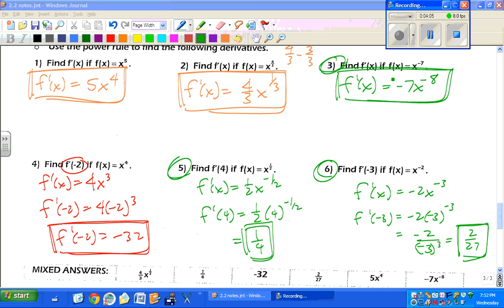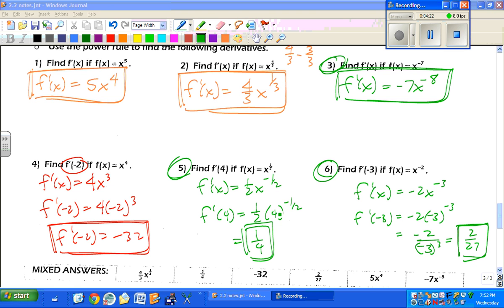All right, so for number 3, -7x to the -8th. Remember subtracting 1, so -7 minus 1 gives us -8. For number 5, 1/2 times x to the -1/2 for our derivative, but then we want to plug 4 in. So we get 1/2 times 4 to the -1/2.